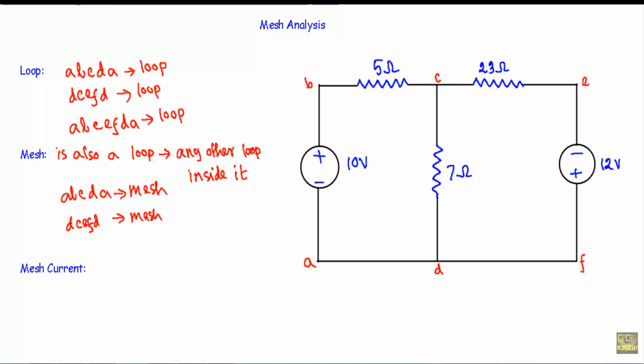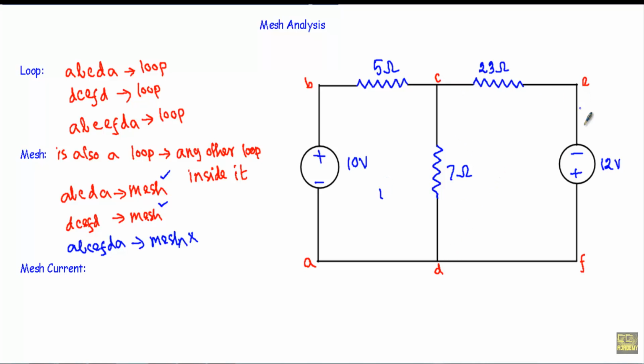But A B C E F D A will not form a mesh, because this loop A B C E F D A will form two independent meshes inside it. So we will have only two meshes here. What is mesh current? See, when I get A B C D A, let's say that this will be our loop number one.